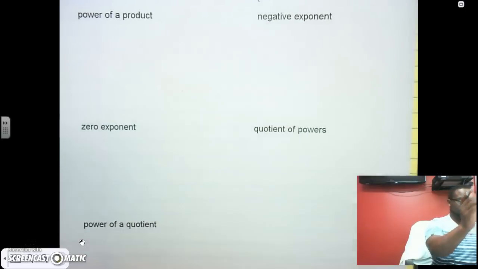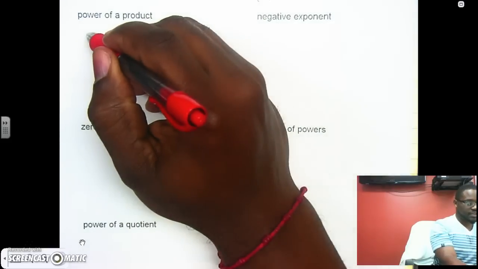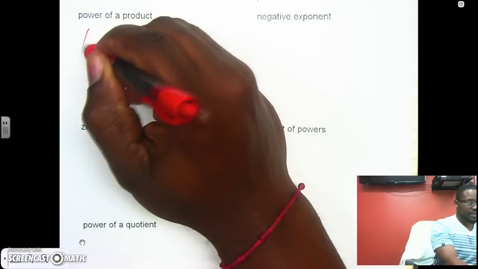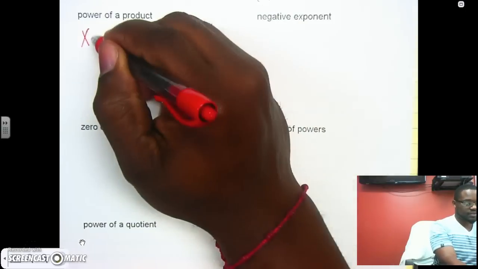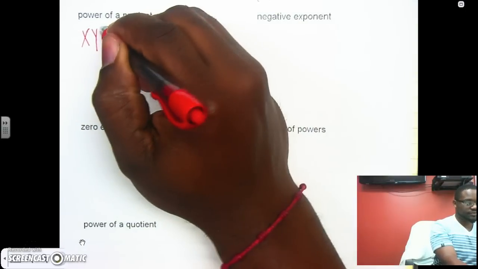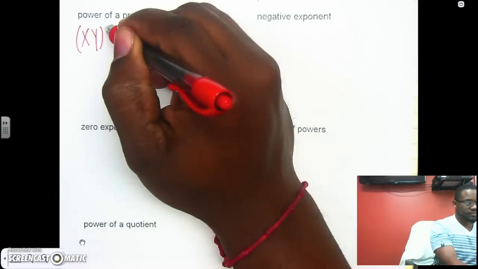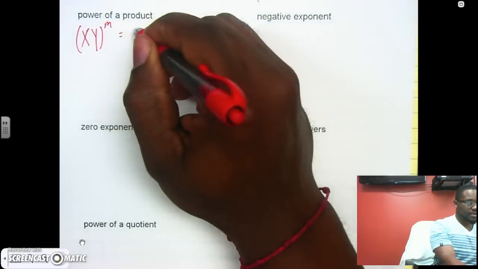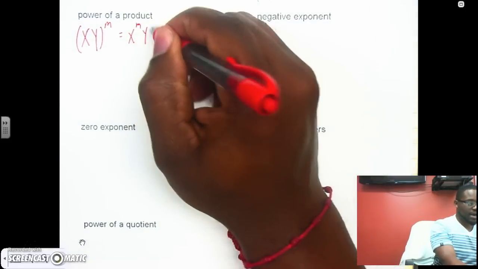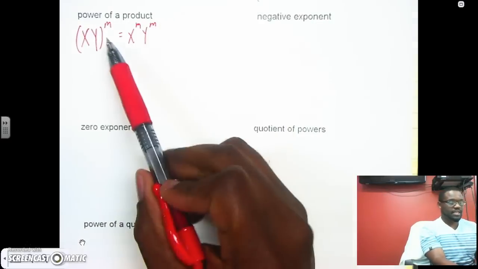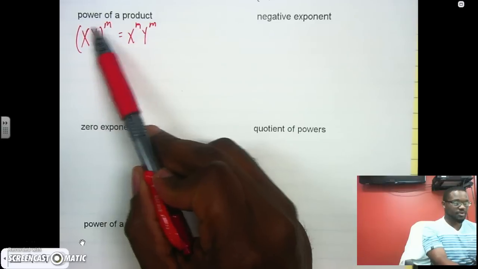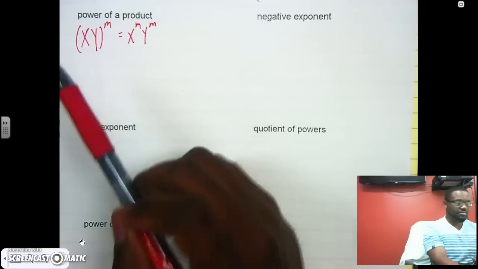Power of a product. The power of a product simply says that you have x and y to the m. That means x to the m and y to the m. That simply says that this outside exponent is multiplied or raised to each exponent. Not to the base, but to the exponent.